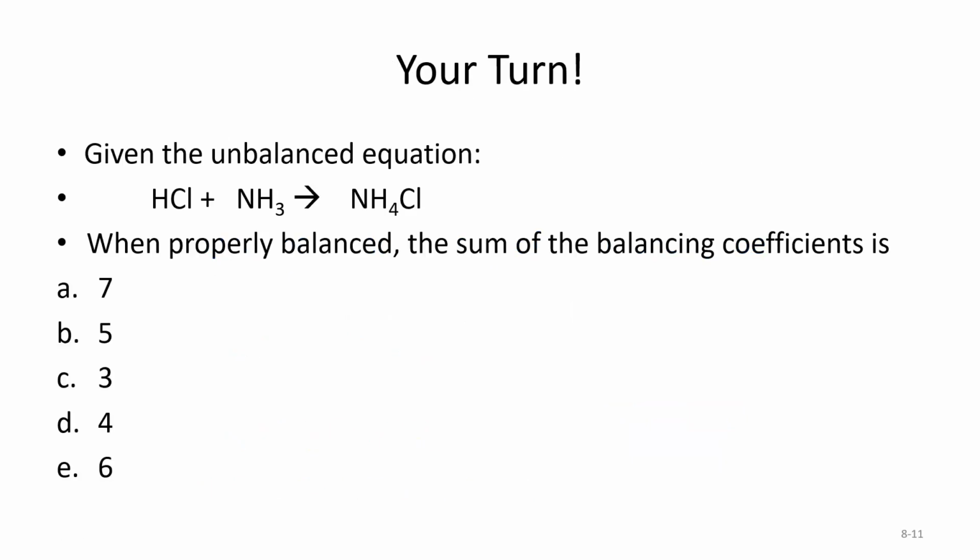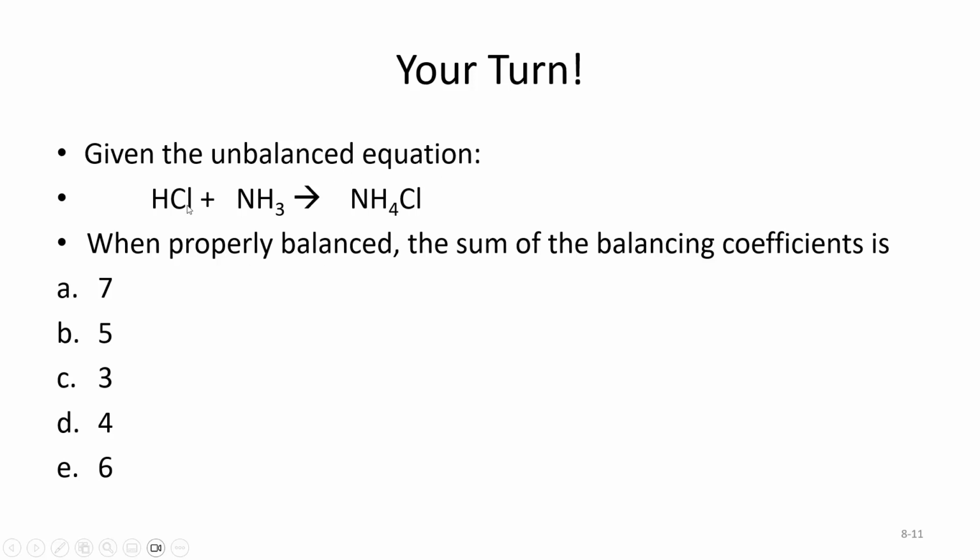So this is a common question that you may see on your exam. When properly balanced, the sum of the balancing coefficients is... So let's start by balancing this. I like to go just left to right. So we have 1, 2, 3, 4 hydrogen on the left side of the equation. On the right side of the equation, we have 4 hydrogen.